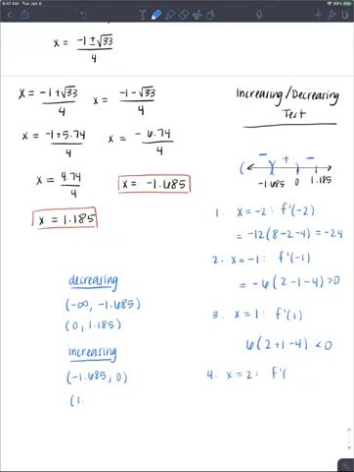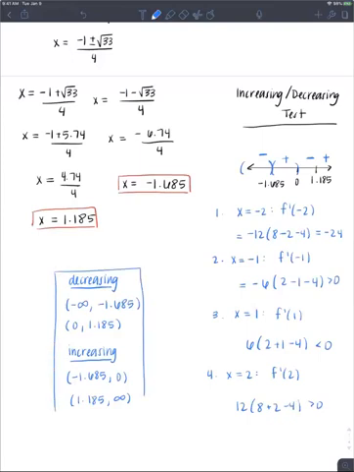F prime of 2. So I'm going to get 12 times 8 plus 2 minus 4. Yeah, this is positive. So 1.185 all the way to infinity is where it's increasing. And so this right here is the answer to the first part of that question. Now we have to do the second derivative test, which I want to say is shorter.